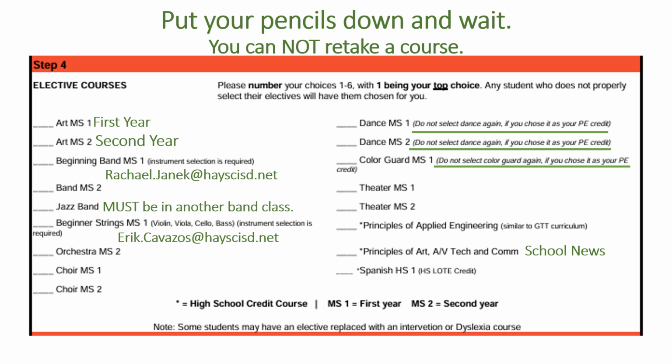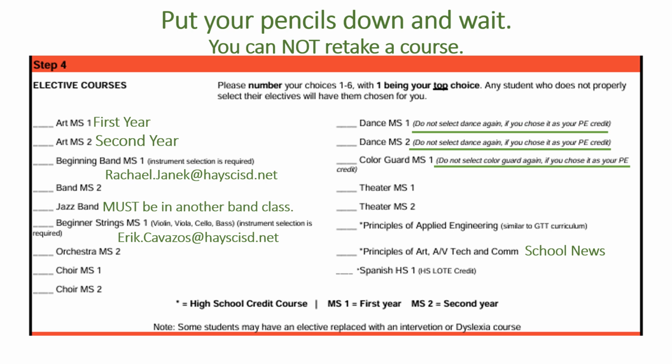If you are in band right now and you plan to be in band again, you will select band MS2. If you would like to start band this year or in 7th grade, you will select Beginning Band MS1, and you will need to email Miss Rachel Janik at haycsd.net for an instrument selection. That is required.